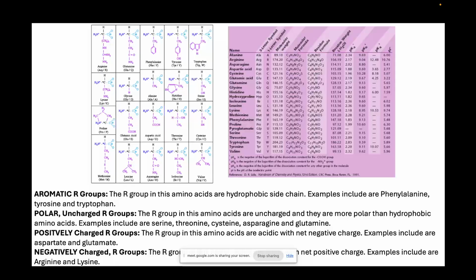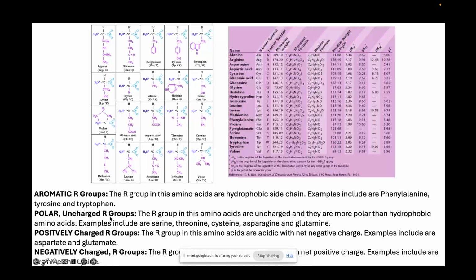So if it's a ring-like structure, you have aromatic amino acids. The R groups in these amino acids are hydrophobic side chains. These include phenylalanine, tyrosine, and tryptophan. These three particular ones have a benzene ring like structure which gives them the aromatic properties.